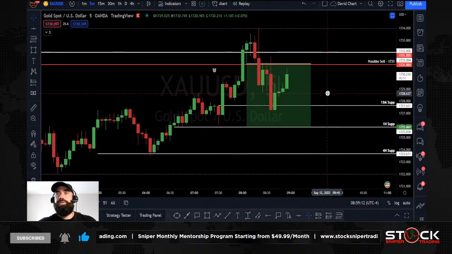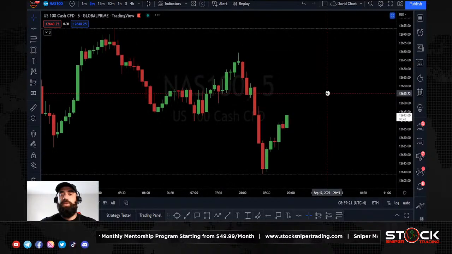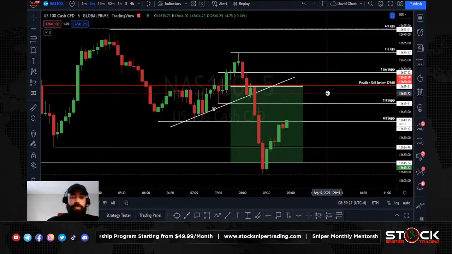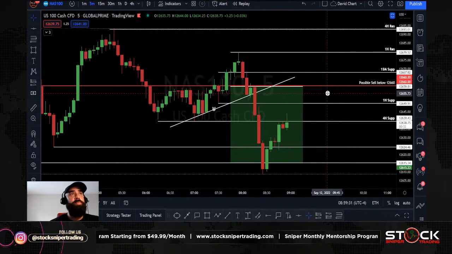So there's Goldie pushing up. And then you can see NASDAQ starting to hold that 4 hour support, okay? Am I bullish on gold? I am, but I think it's going to have some short-term pullbacks like we've been kind of scalping in and out of.